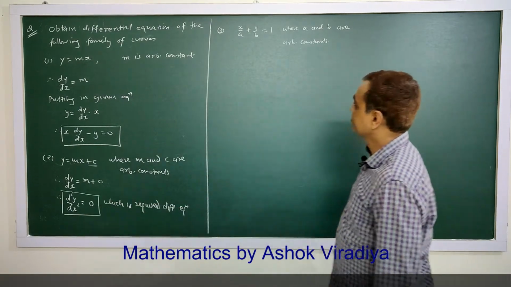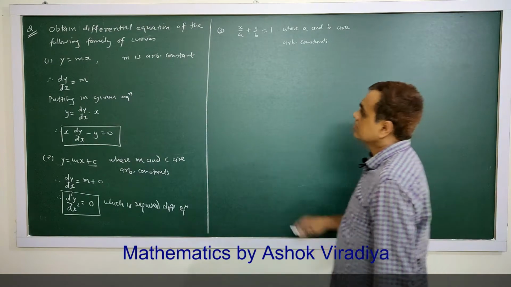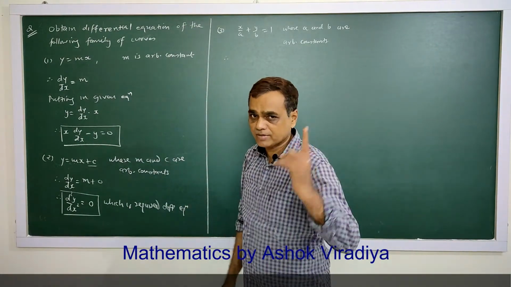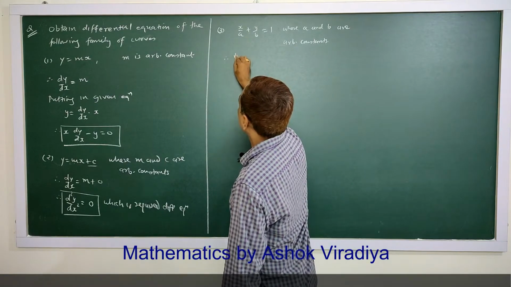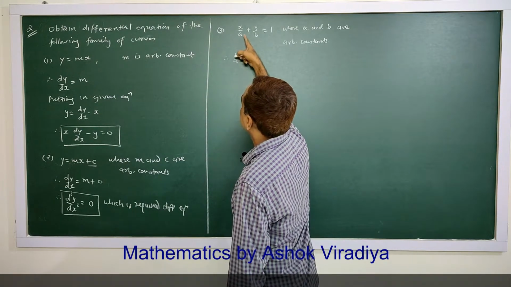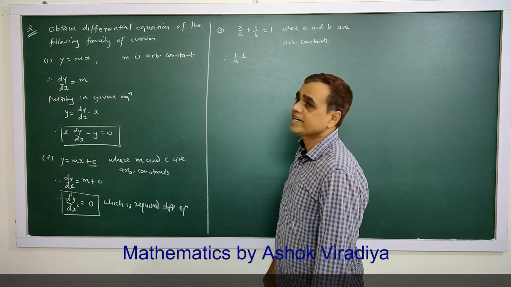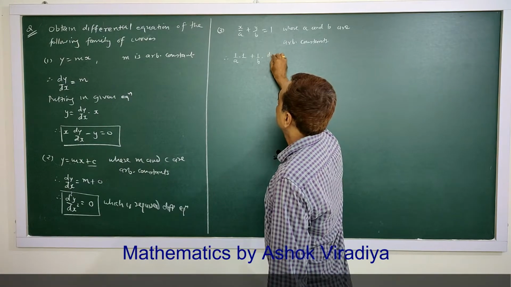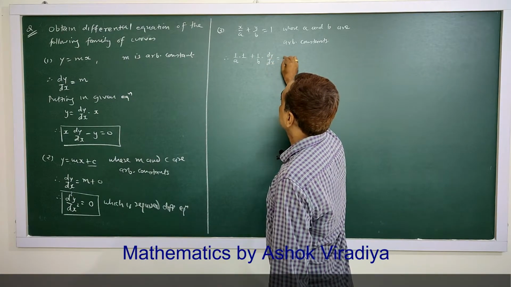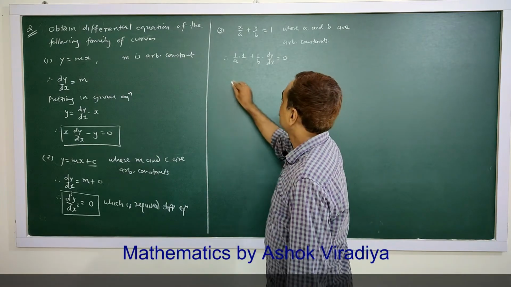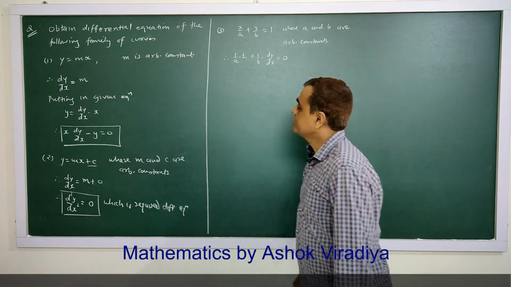So here, differentiating with respect to x, first step: 1 upon a into 1, the derivative of x by a is 1 by a into 1, plus 1 by b into dy by dx equal to 0. So the first differentiation is done.